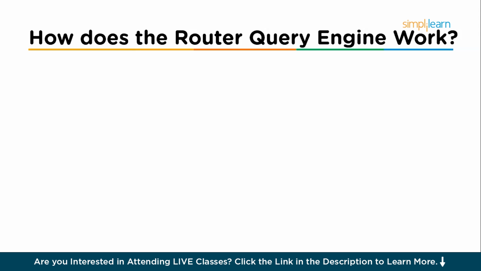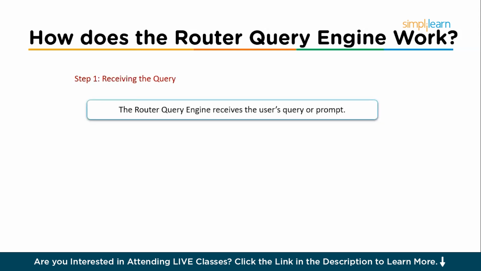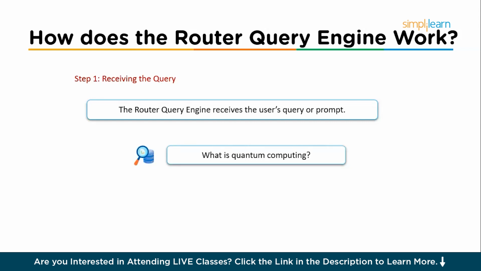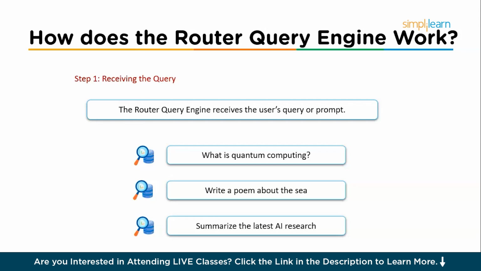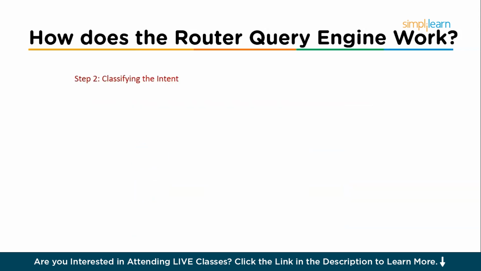The first step is receiving the query. The router query engine receives the user's query or prompt. This could be anything like what is quantum computing, or write a poem about the sea, or summarize the latest AI research. Then moving to the second step, we have classifying the intent.